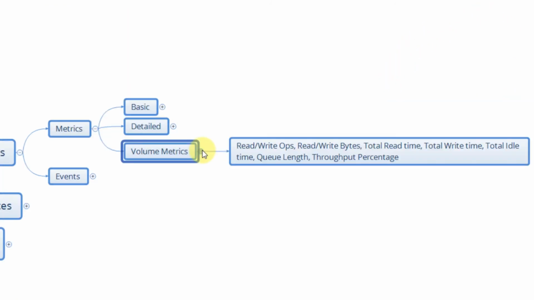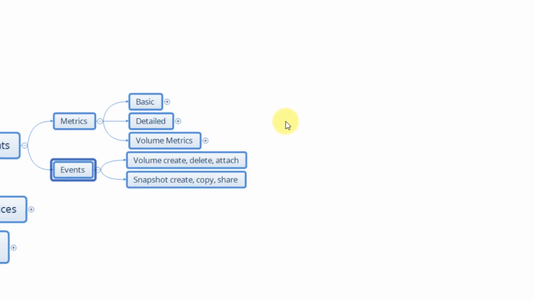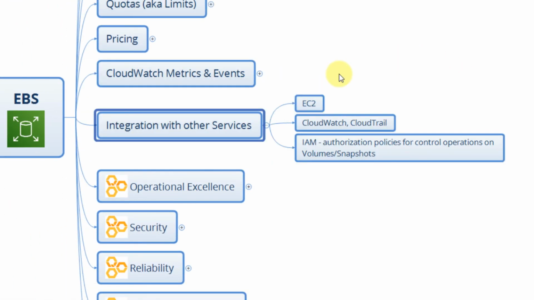The metrics that are collected include volume metrics, and they include read-write operations, quantity of data read and written, the total read and write time, the time the volume is idle, the length of the queue of IO requests for the volume, and the percentage of throughput of the volume that is being utilized. Events are generated when volumes are created, deleted, or attached and detached, or when snapshots are created, copied, shared and deleted.